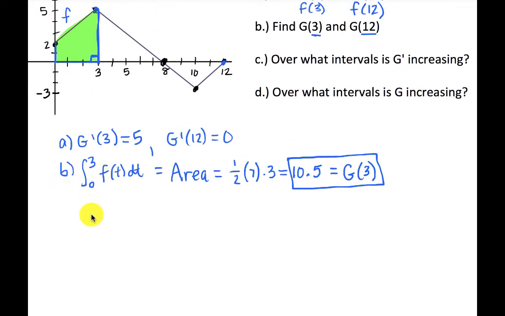All right, next, to interpret g of 12, we have to think about this as separate areas. So we're looking at this whole area with the trapezoid, including this area of the triangle. So that would be our integral from 0 to 8. But then we have to take into account this triangle here from 8 to 12. Notice this is a region below the x-axis, so that means that's going to be negative. We're going to subtract that from this positive area to get our total.